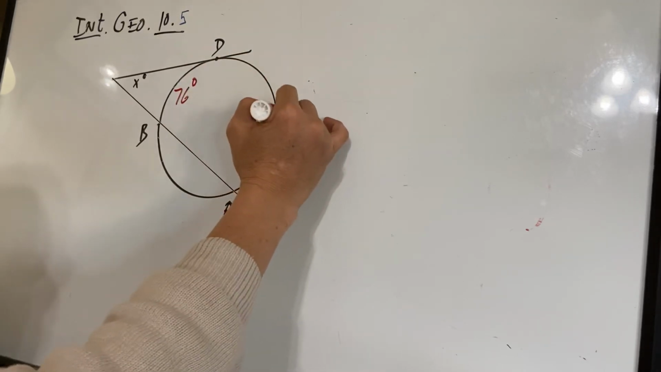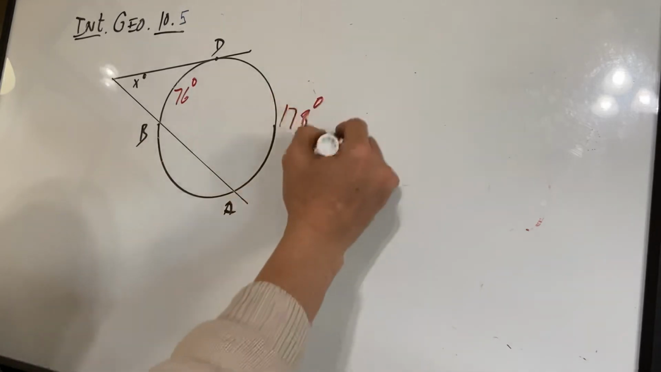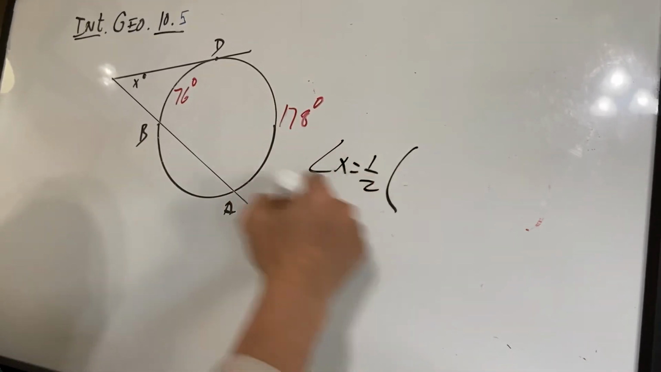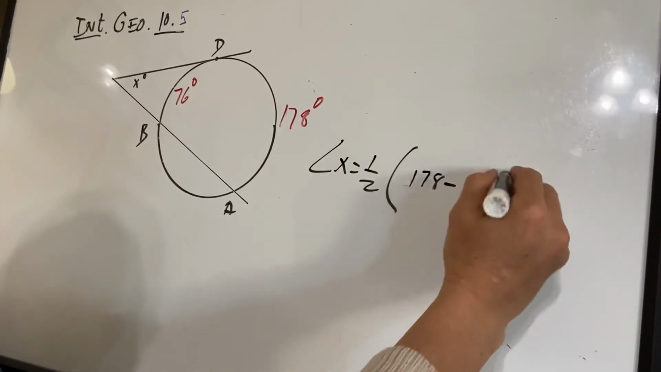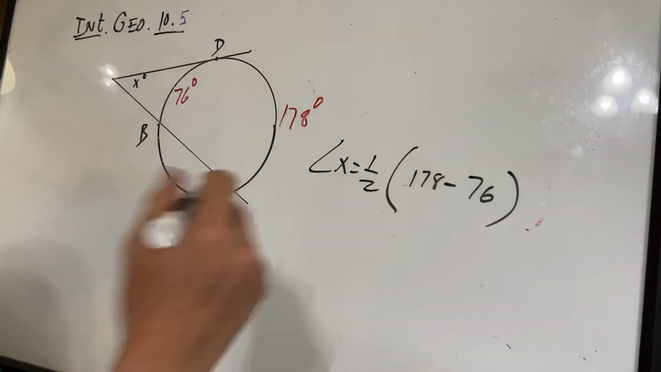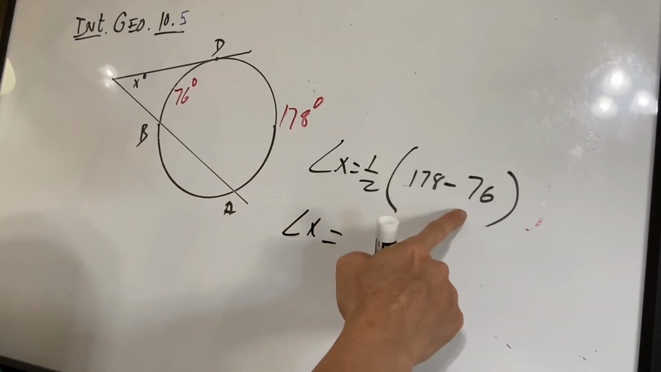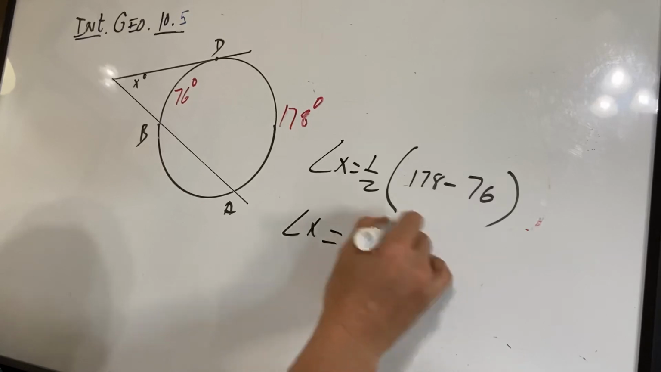And they even gave us this arc, AD. AD is what? Are they insulting our intelligence, guys? This is 180. So what is angle X? I just told you angle X is 1/2 of the big arc, which is 178, minus what? They really are insulting you guys and me too. So what's the answer here? That minus that gives you 102, right? 102 divided by 2 gives you 51.